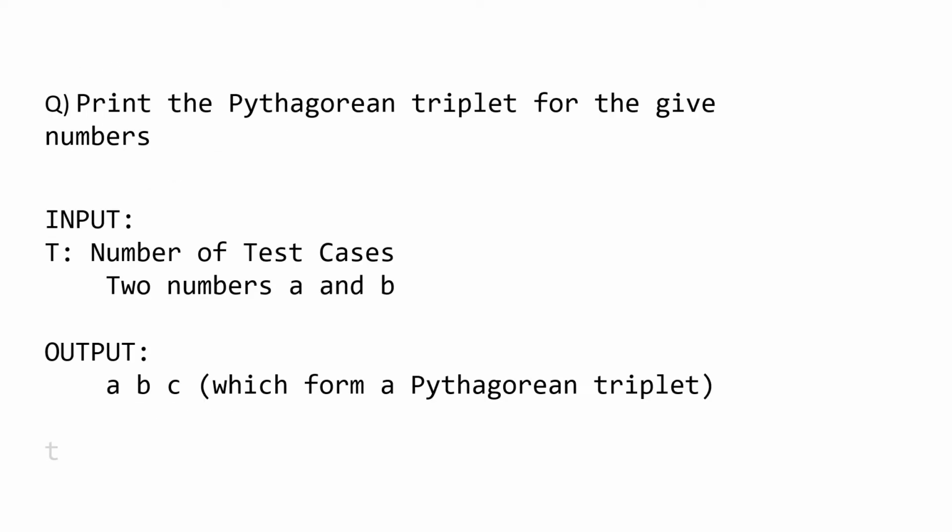So the question says that we need to print the Pythagorean triplet for the given numbers, and let's see what it is. So first of all we get the input as t, which is the number of test cases, and then we have been given two numbers a and b, and we have to output the numbers a, b and c which form a Pythagorean triplet. So let's look at the sample test case.